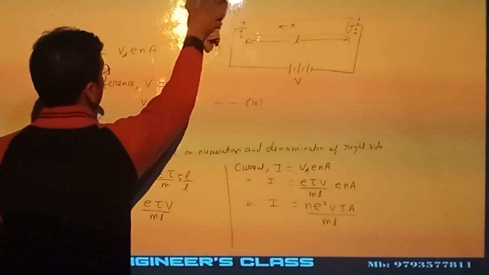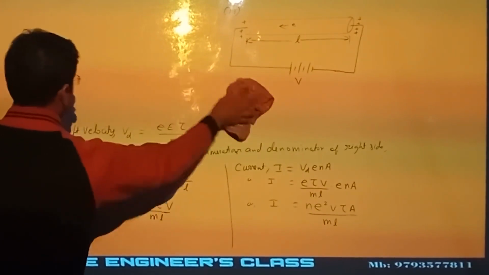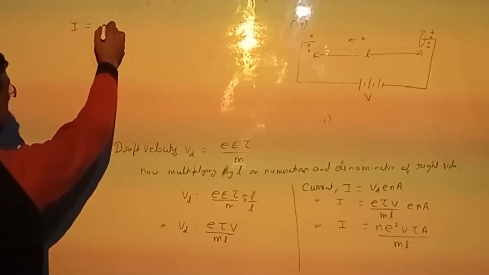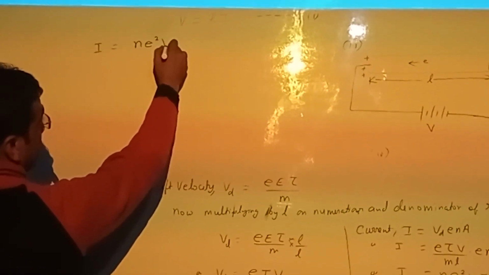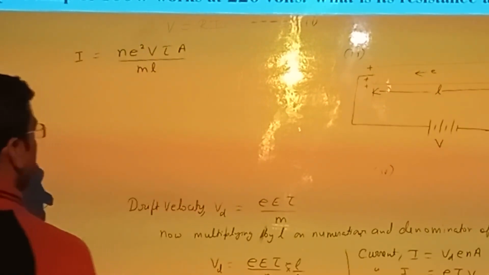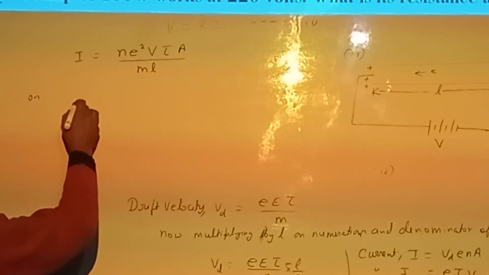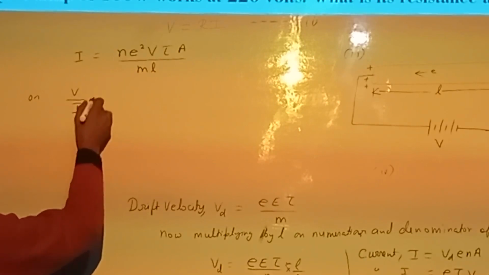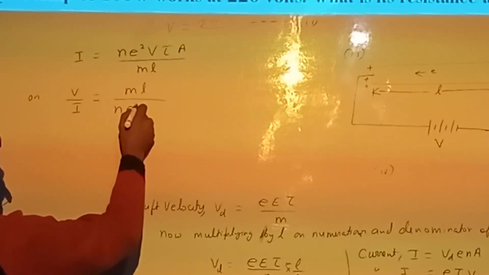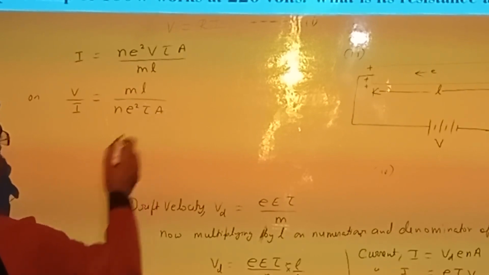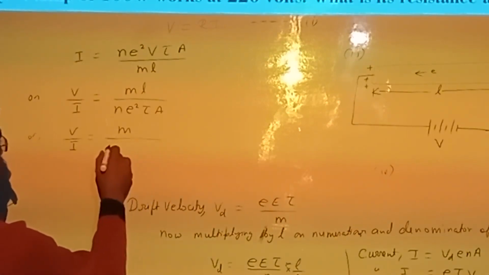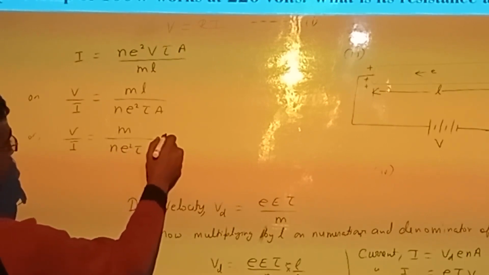Once again, by forwarding this relation, now I am writing it again here: I equals N e square potential difference V tau A upon mL, or V upon I equals mL upon N e square tau A, or V upon I equals m upon N e square tau, times L upon A.